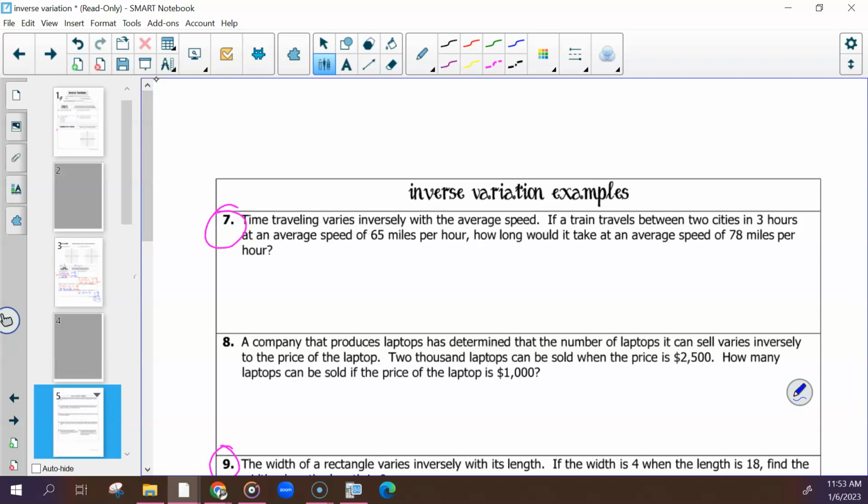When do we use inverse? So it's opposite of direct. One goes up and the other goes down, or one goes down and the other goes up. So examples of that are like, I'll just use these examples. The faster you drive to travel somewhere, the less time it takes to get there, and vice versa.